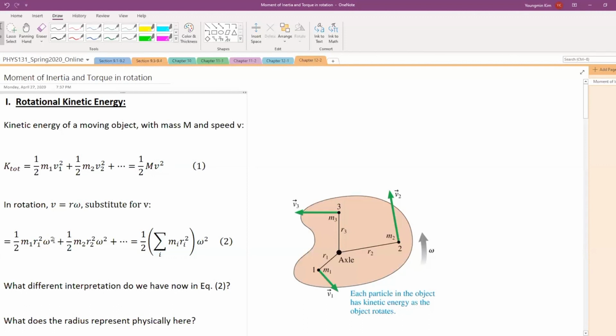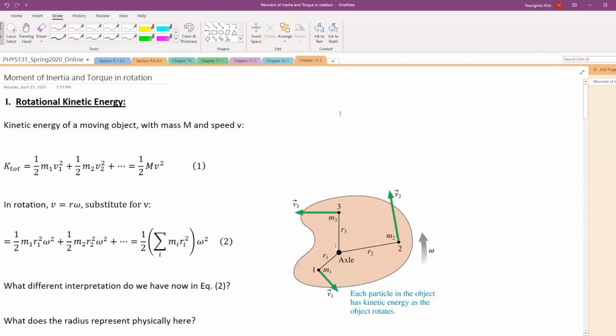Now for each individual particle that makes up that object, we have mass 1, mass 2, mass 3, and so on, and radius 1 squared omega squared, radius 2 squared omega squared, and so on. In compressed form, that is 1/2 summation of m_i r_i squared omega squared. Notice that omega squared is a shared constant term that comes out of the summation.